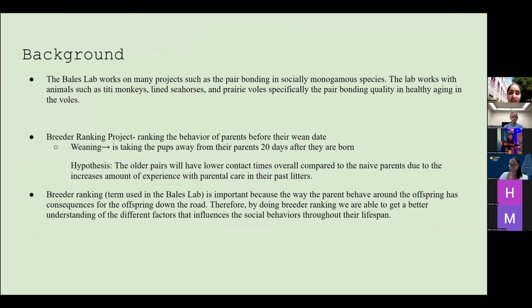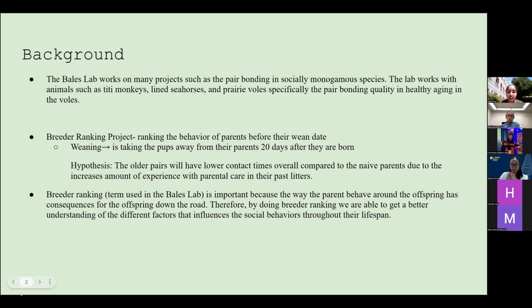So I just have some background about what the Bales lab works on. There are many projects, and we work with a bunch of different animals. So we have titi monkeys, lion seahorses, and prairie voles. But I work with the prairie voles, and I look at pair bonding between the prairie voles in healthy aging and doing breeder ranking as well.